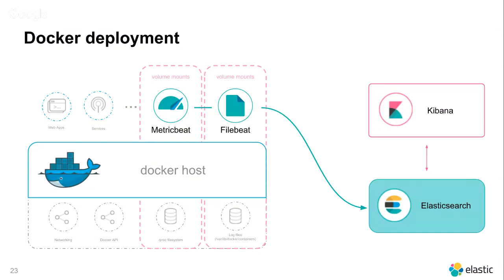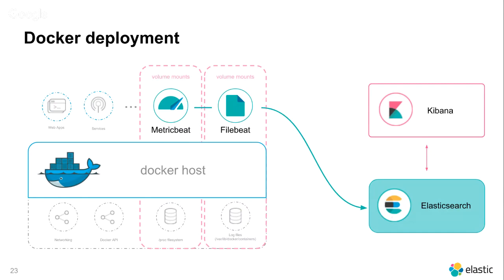Let's start with a common Docker host. This is just one machine running Docker and many containers on top of it. If you want to get metrics from this infrastructure, you will use Metricbeat. And something that we normally recommend is to run Beats inside another container. So it will run along with your applications in a different container.